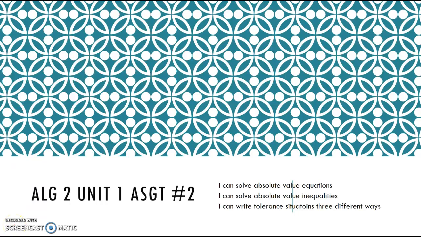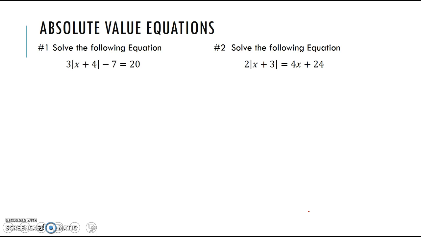All right, so assignment number 2 is about three things again. We have three learning targets. We can solve absolute value equations, absolute value inequalities, and then we can write what are called tolerance situations. That's spelled wrong. Situations three different ways. So let's go ahead and take a look at what we're talking about here.